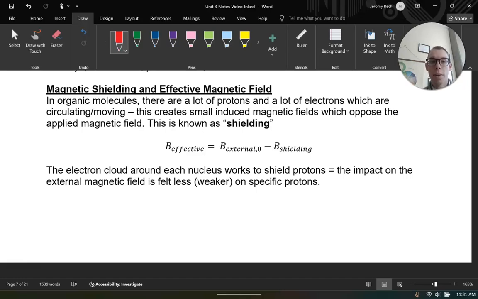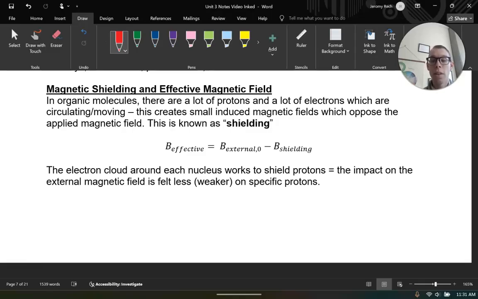Your external magnetic field will be set. So for example, 400 megahertz. However, the things that are around your molecule, which are our neighbors, things that are connected to your molecule, are going to impact that magnetic field and then provide shielding. And that shielding is going to change how your molecule interacts with that magnetic field based on the environment.